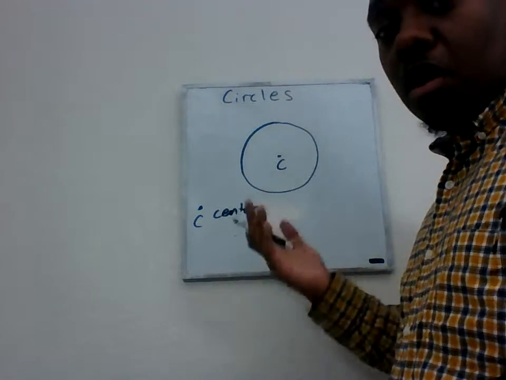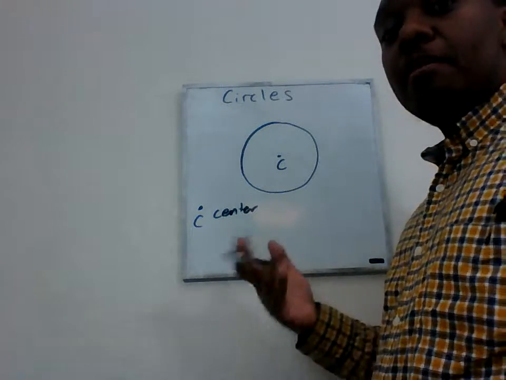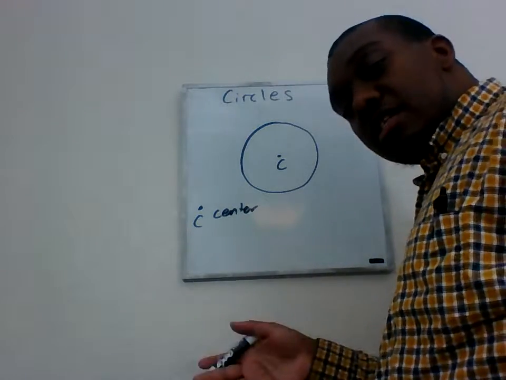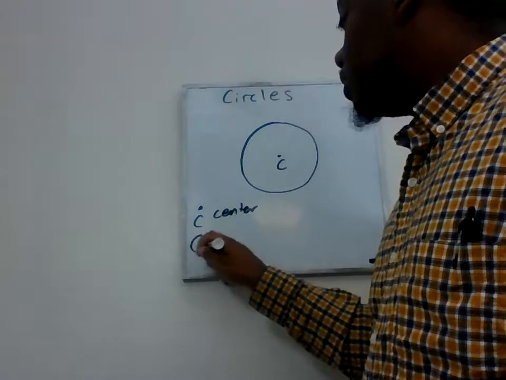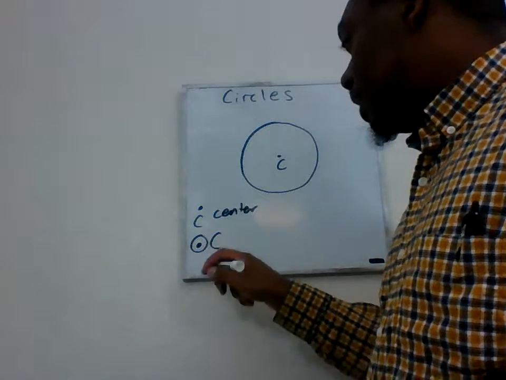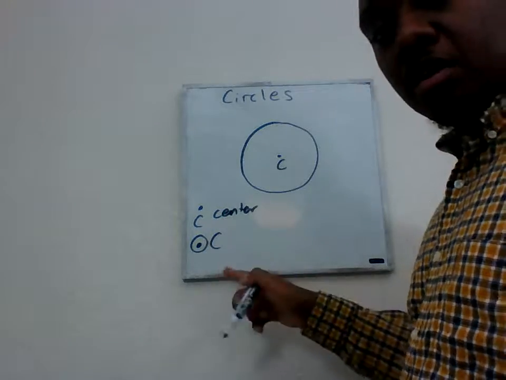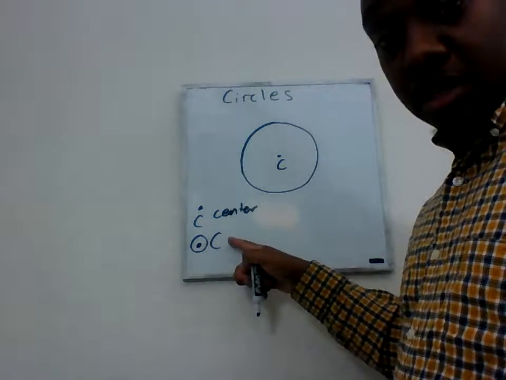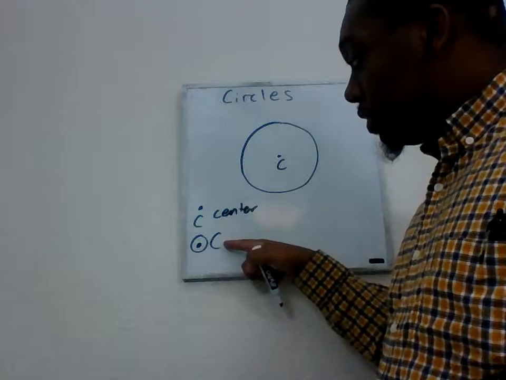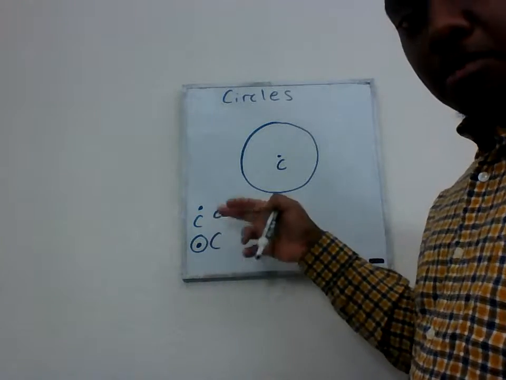We actually know the name of the circle based off of the center. So we would say that this is circle C. It's a circle with a dot in the middle, and you write down what the center is. So circle C, because the center is point C.